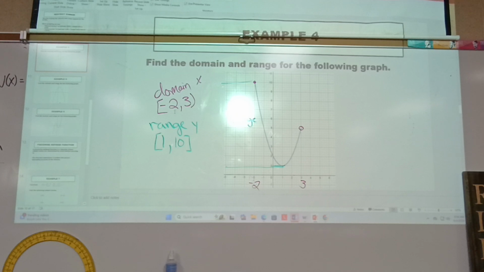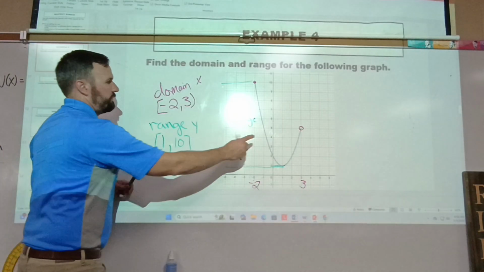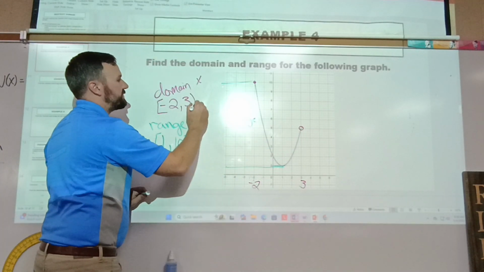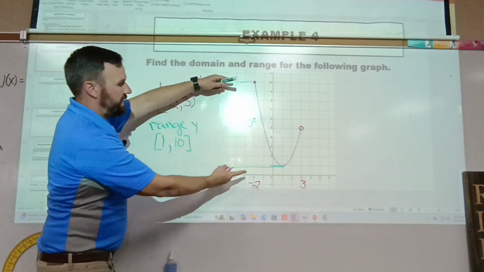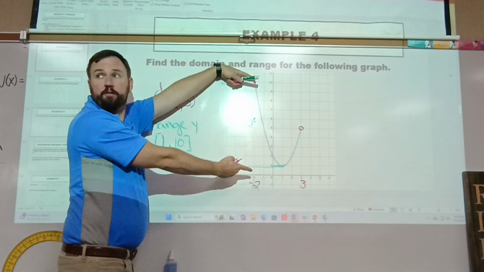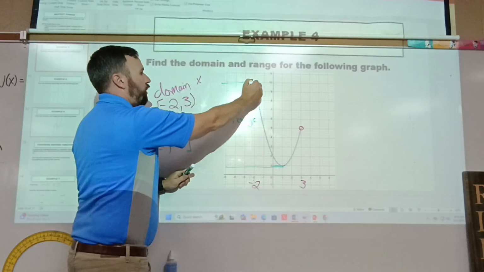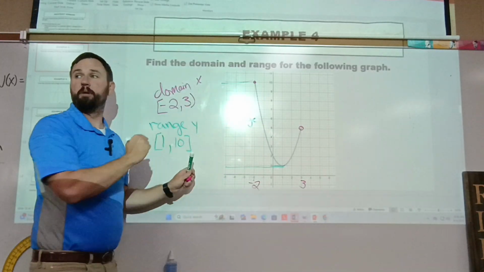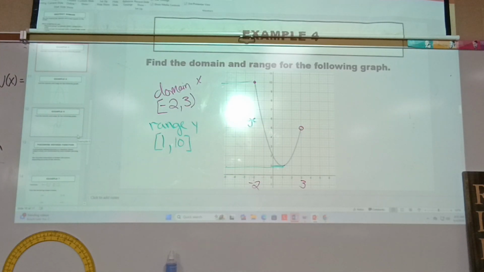If you have an open dot, no. I think that was an open dot. Open dots get parentheses. But for the range, the open dot's not part of the endpoints. So if this was an open dot right here, that would have been parentheses at 10. Open dots get parentheses. Everything else gets the other one.